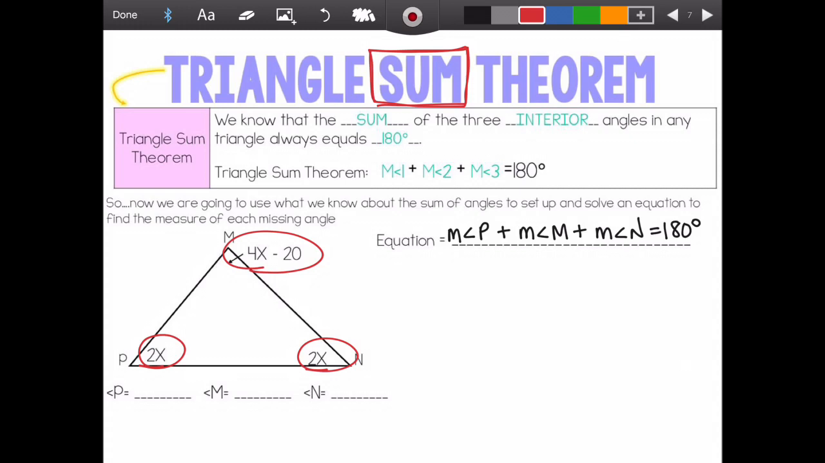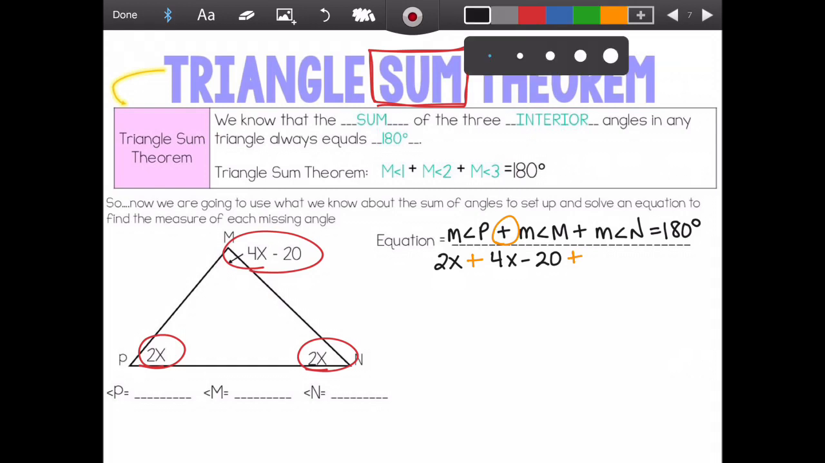All right, so we're going to plug in the information. So angle P is 2x plus, again, because we're talking about sum, plus angle M, which is 4x minus 20, plus, and measure of angle N is 2x, and all of that's equal to 180 degrees. Okay, now we have our equation.